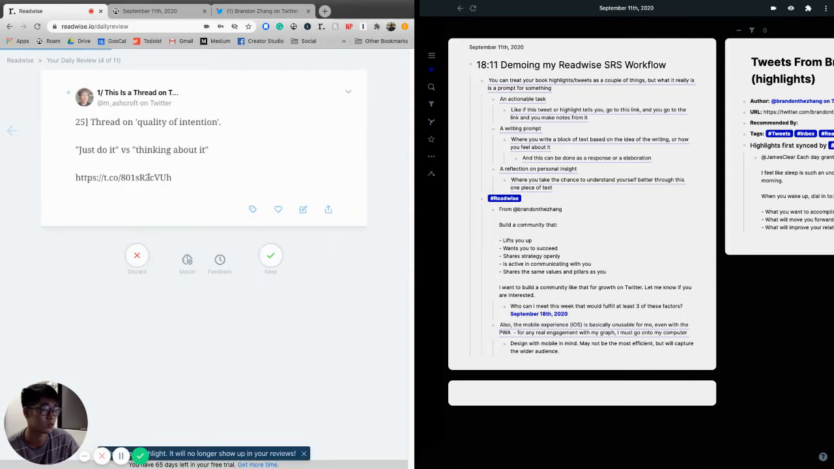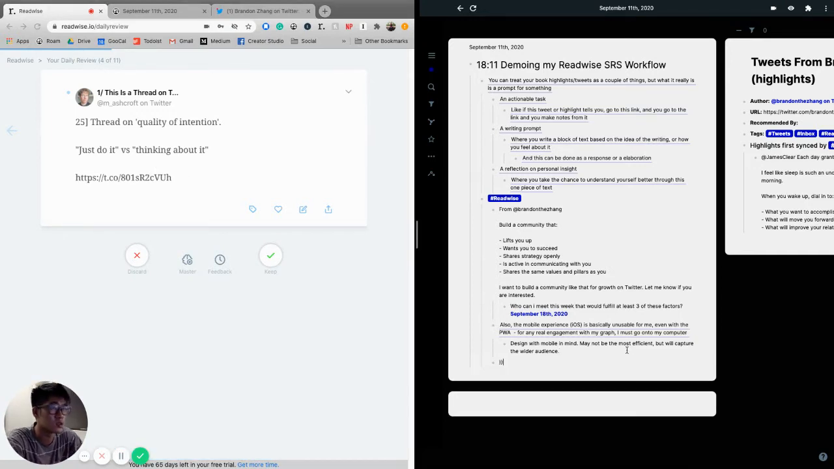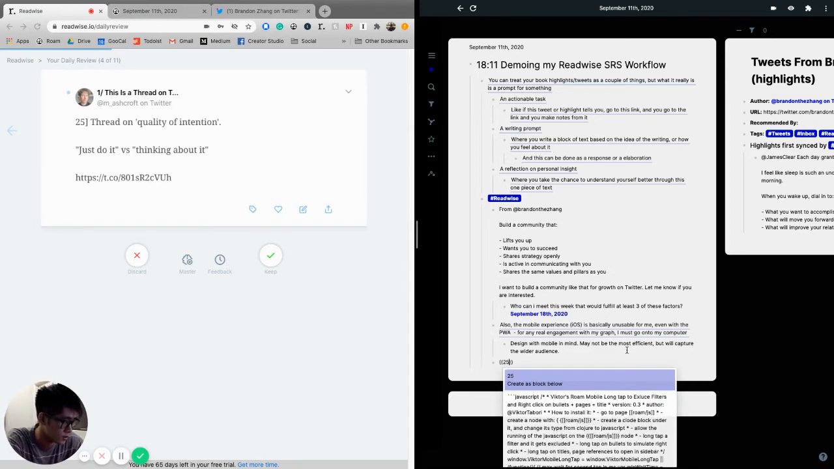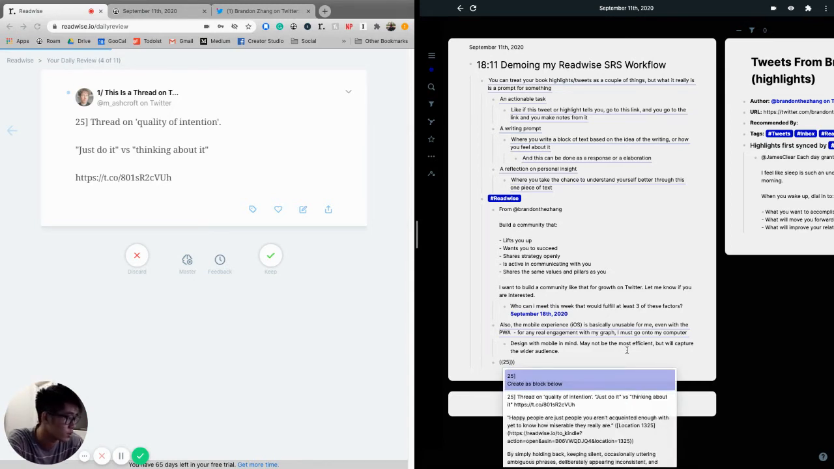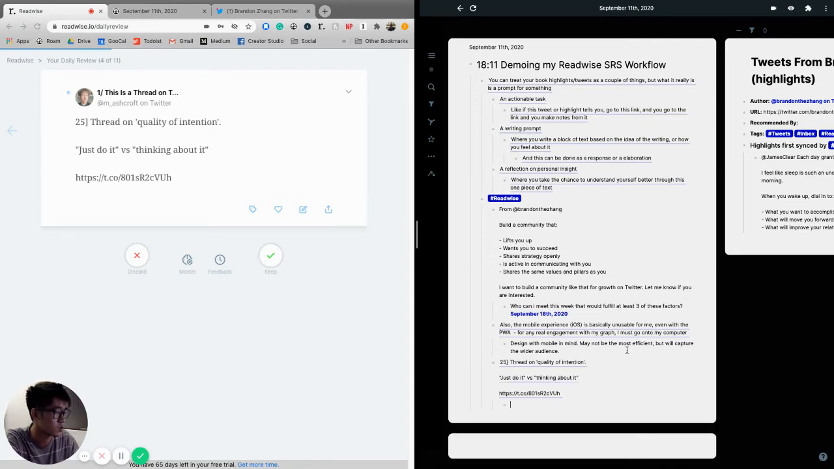Thread on quality of attention. Oh, so this is something that's a little bit more of an actionable task. This is by Michael Ashcroft, who is a very cool friend. Yeah, there you go. So being able to block reference in Loom is great, because with block references you can't get them pages. You can't get them page references. Just do it versus thinking about it.